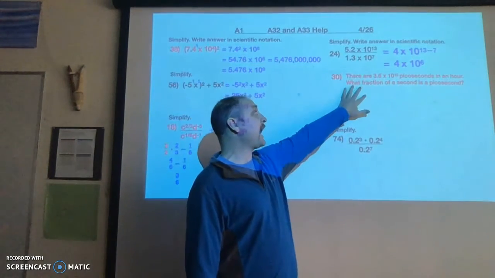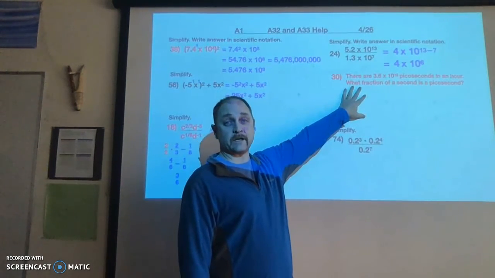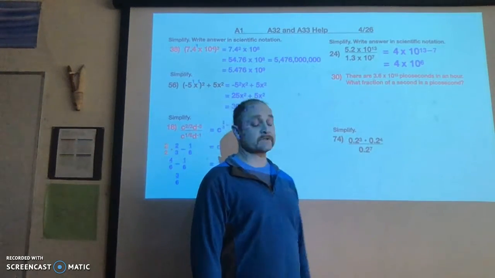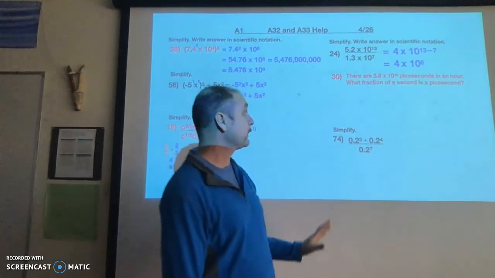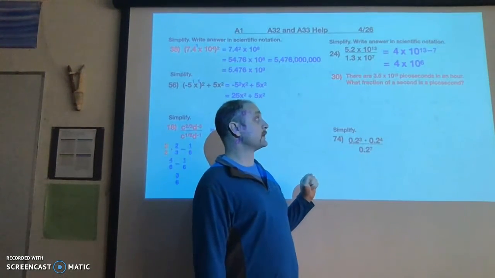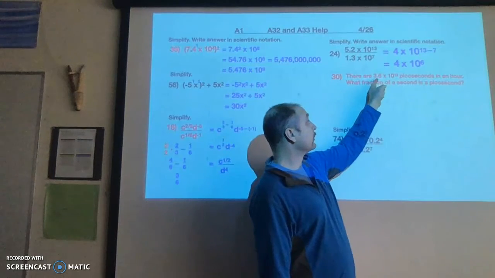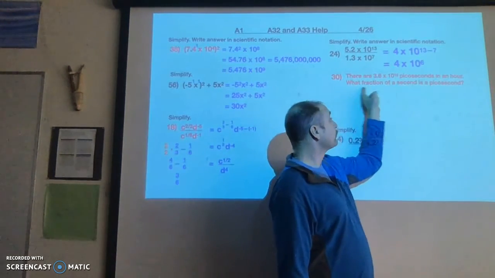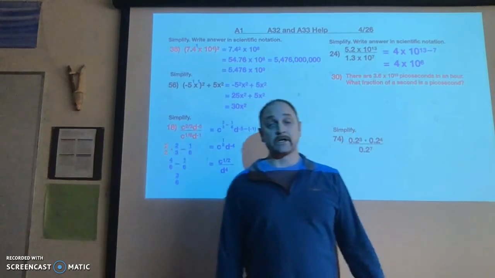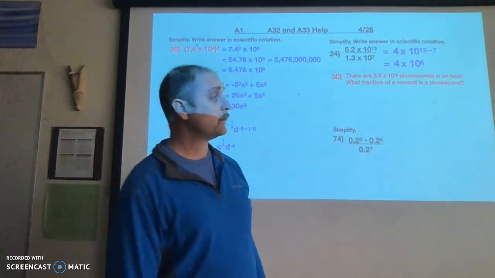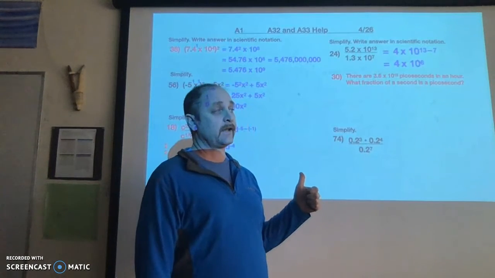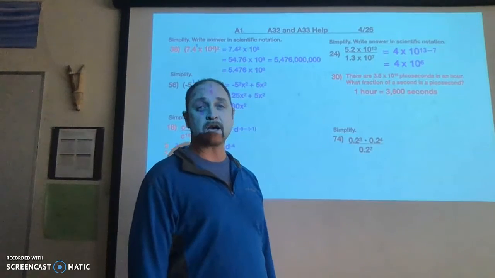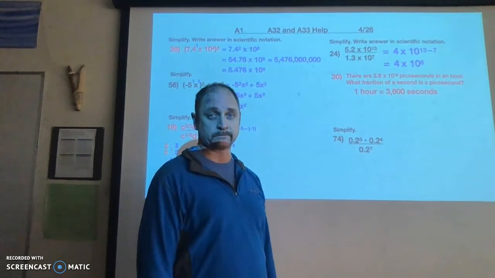All right, I got this problem wrong when I did it on my own. I had everything flipped. So I'm going to set this up the way I didn't the first time, but it's going to look like this. Since it says there are 3.6 times 10 to the 15th picoseconds in an hour, what fraction of a second is a picosecond? We're going to need to know how many seconds are in an hour. Well, there's 60 minutes in an hour, and there are 60 seconds in a minute. So that means 60 times 60 is 3,600 seconds in 1 hour.